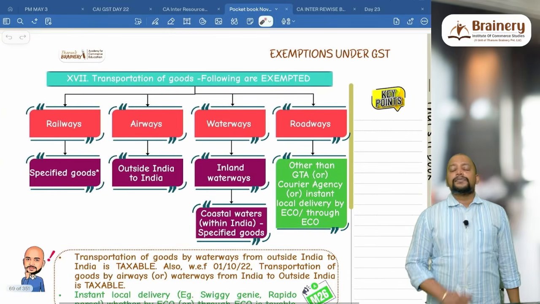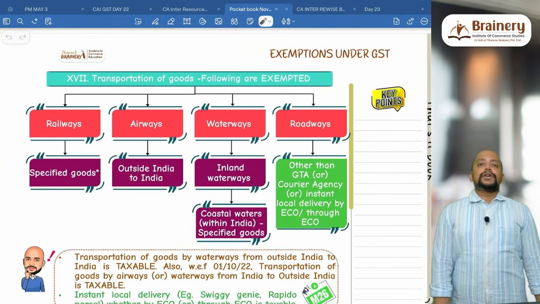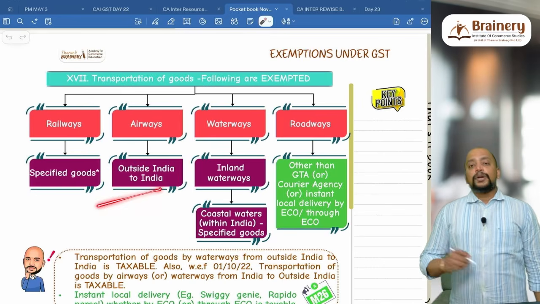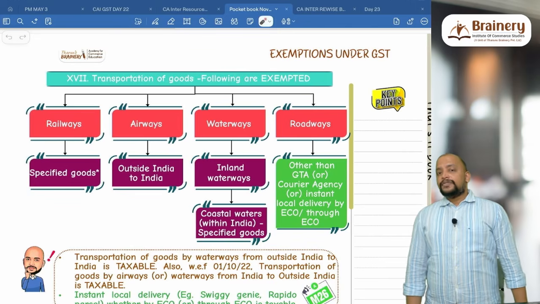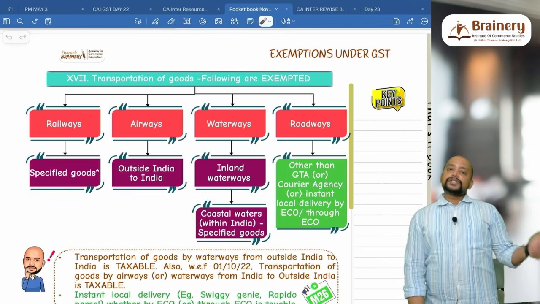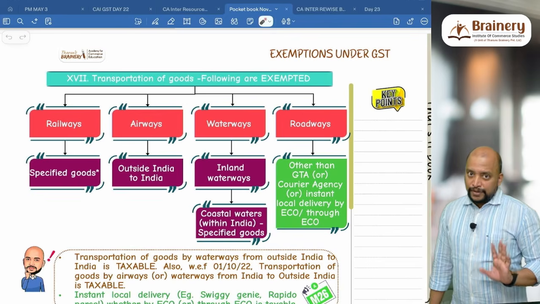Then when it comes to airways, we have only 1 exemption. Transportation of goods by airways from outside India to India will be exempted, but for waterways we don't have that exemption. For waterways only 2 exemptions. Inland waterways fully exempted. Coastal waters within India, only that specified goods is exempted.